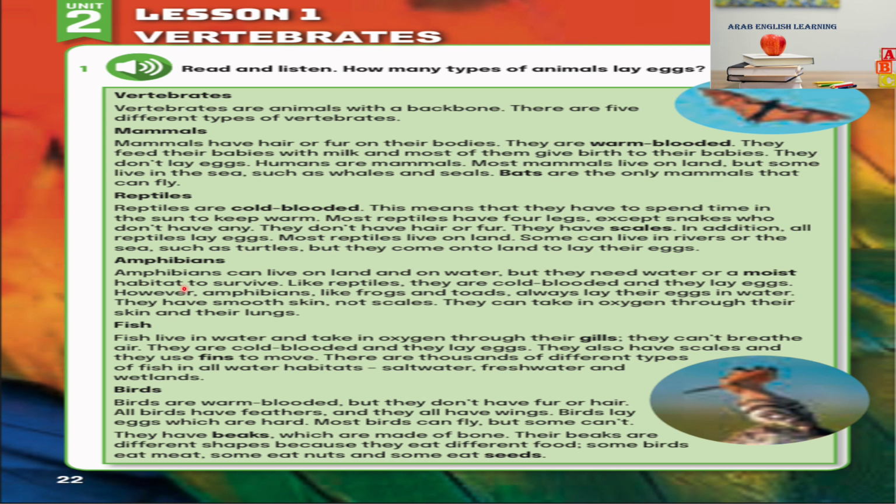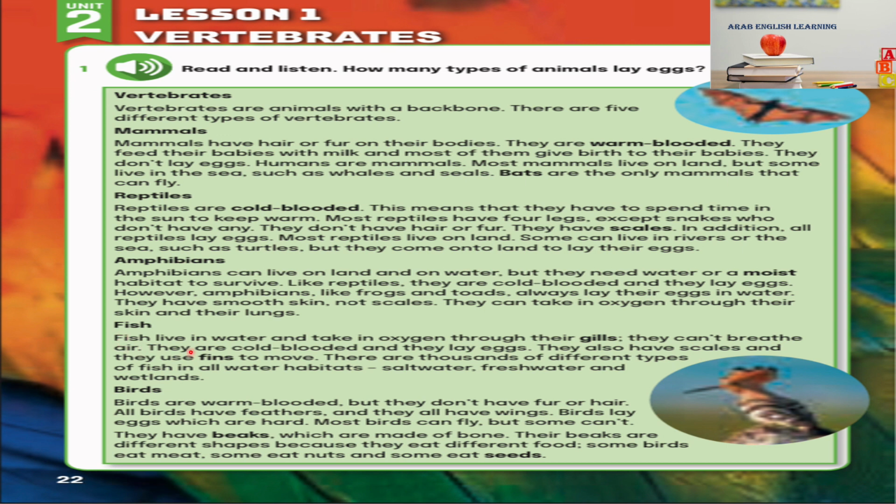Amphibians. Amphibians can live on land or in water, but they need water or a moist habitat to survive. Like reptiles, they are cold-blooded and they lay eggs. However, amphibians, like frogs and toads, always lay their eggs in water. They have smooth skin, not scales. They can take in oxygen through their skin and their lungs.